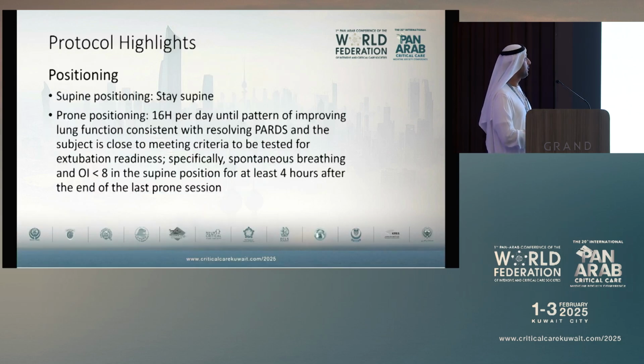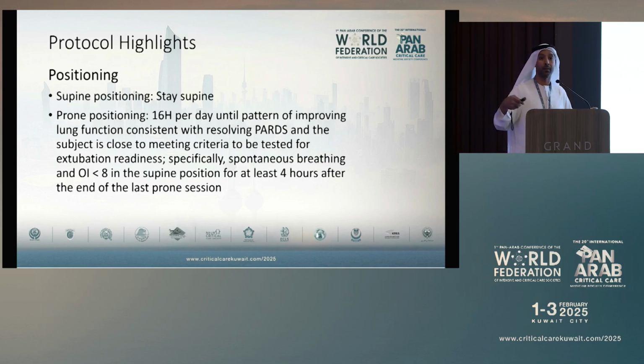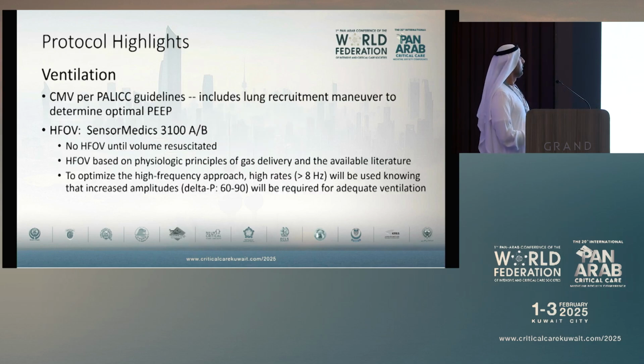So positioning: 16 hours of proning per day if he is randomized to proning. Otherwise, he will be supine. He will stay prone, if randomized, until his oxygenation index is less than 8. So he is improving. We will stop proning if OI is less than 8. So ventilation will follow the recommendation of Bhalla. I will discuss that next. Same thing with high frequency oscillation.